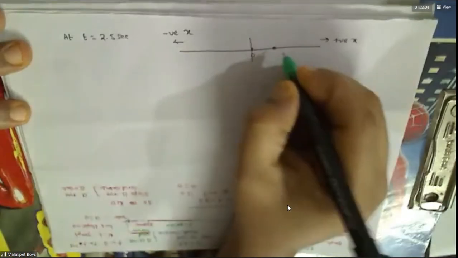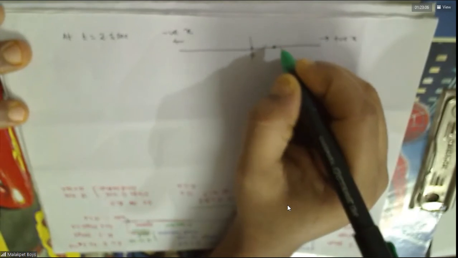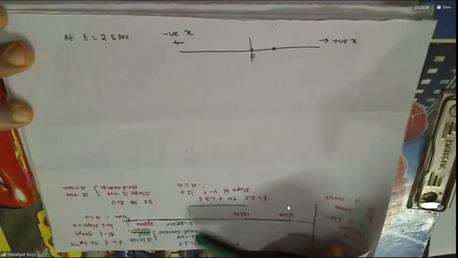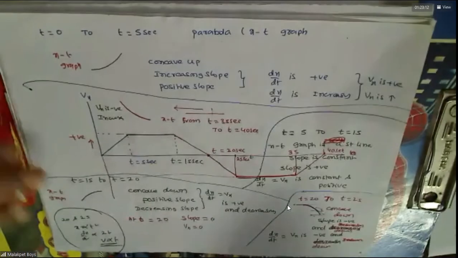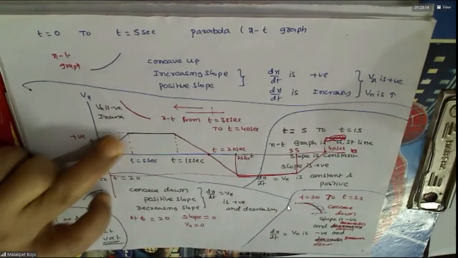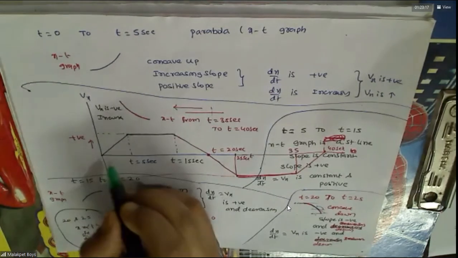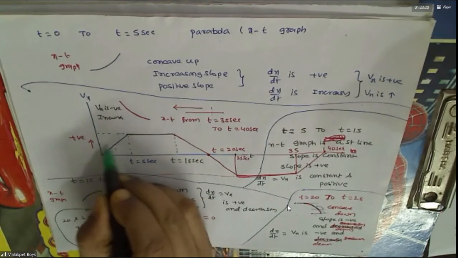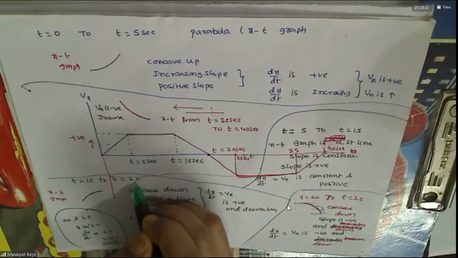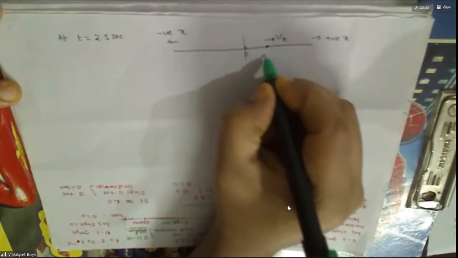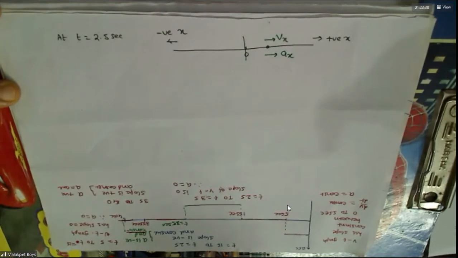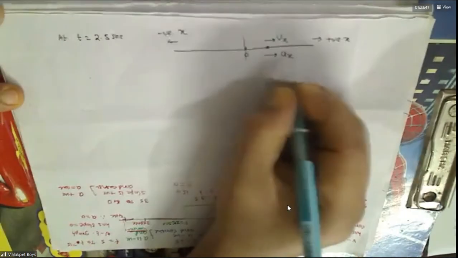Velocity is positive or negative? At t equals 2.5, look at the graph we have drawn. Positive, sir. Negative means this side; upper side is positive. From the graph you can tell, so velocity is this side. Acceleration is positive or negative? Look at the graph. Positive. That means the particle is going along positive axis with increasing velocity.